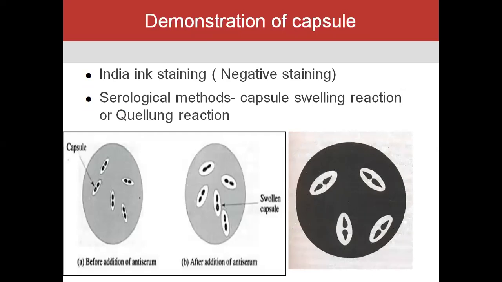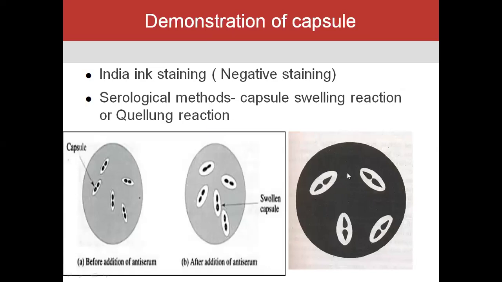Demonstration of capsule. How can we identify the capsule? We can identify it by the India ink staining, also called negative staining. Next, serological methods such as the capsule swelling reaction or Quellung reaction.